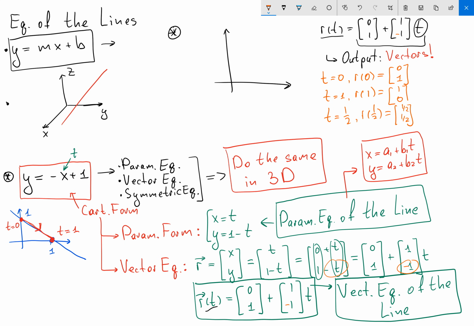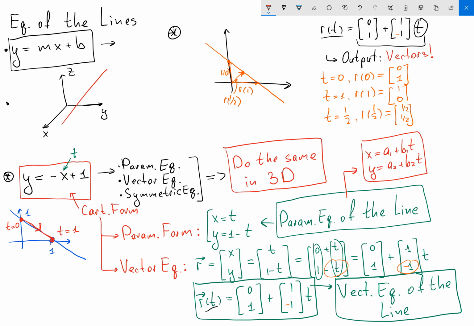So let's plot these vectors. When t equals 0, I have vector (0, 1), and (0, 1) is exactly this vector. So this vector is r of 0. When t equals 1, I will have the vector (1, 0), so I will have this vector r of 1. And when t equals 1/2, I will get the vector (1/2, 1/2), so I will get something like this. So I have all 3 points, and through these 3 points I can draw a line. So I get the same line.